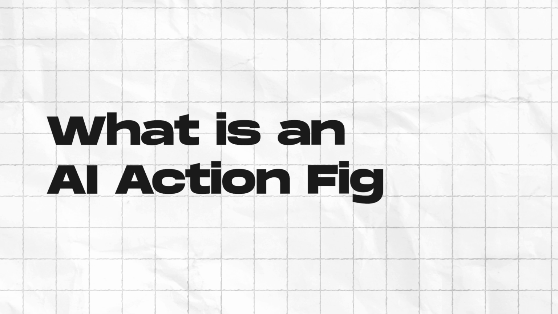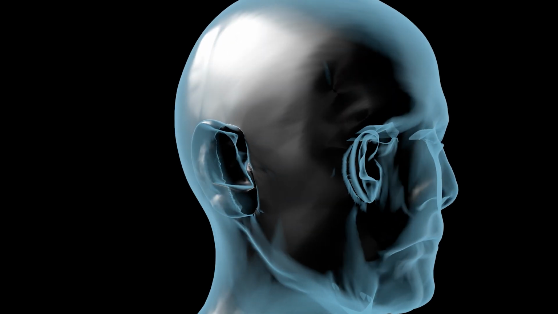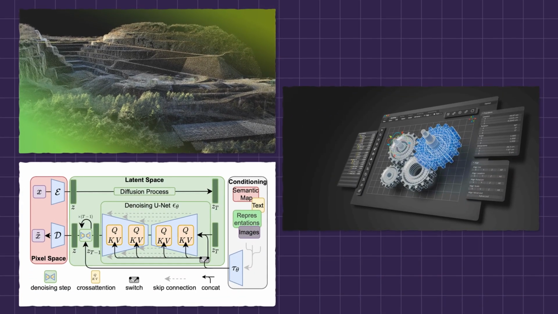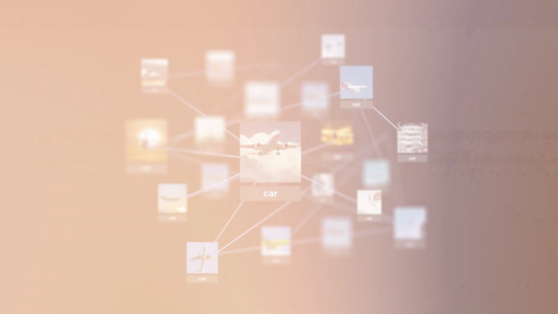What is an AI action figure? First, let's understand what we're creating. An AI action figure is a digitally crafted 3D model of yourself created using artificial intelligence. Tools that combine 3D modeling, photogrammetry, and diffusion models like Nano Banana, Fotor, and DALL-E can transform a single photo into a lifelike collectible in under 2 minutes.